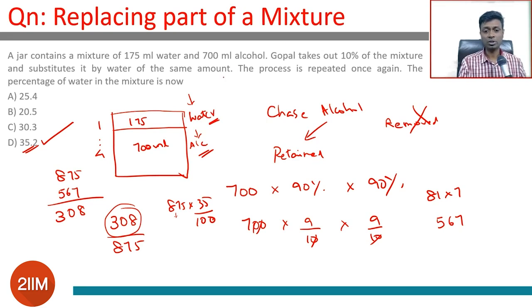The guys who are experienced will just do 700 into 0.9 into 0.9 divided by 875. 100 minus this is the answer. Bam, you can do this in 45 seconds. And that's what you need to be thinking about.